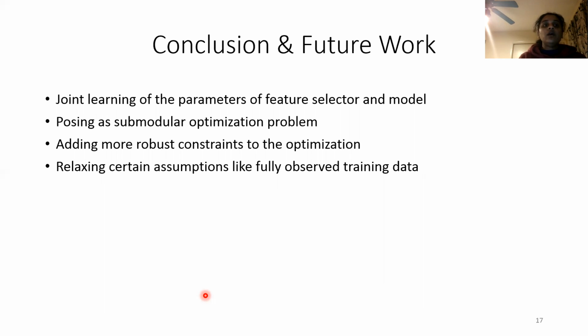As future work, we want to jointly learn the parameters of the feature selector and the model. Right now, the parameters of the feature selector are kept constant for this work. We also want to pose this as a submodular optimization problem, and we want to add more robust constraints to the optimization problem. Also, one of the assumptions for our work is that the training data is fully observed, and both the observed and the elicitable features do not incur cost while training. We want to go ahead and relax this assumption in our future work.